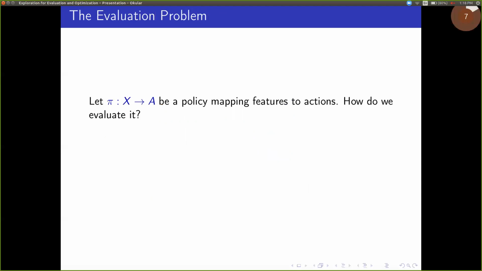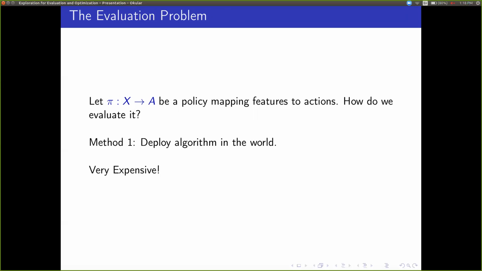Okay, so let's talk about the evaluation problem. So you have some policy. It maps features to action, so it's something that you can use in step 2. And the question is, how do you evaluate it? The approach which essentially every internet company uses is they deploy the algorithm in the real world. This is typically done through A/B testing. You have your old system for doing something, you have your new one. You split the users, half get one, half get the other, and then you observe the outcomes.